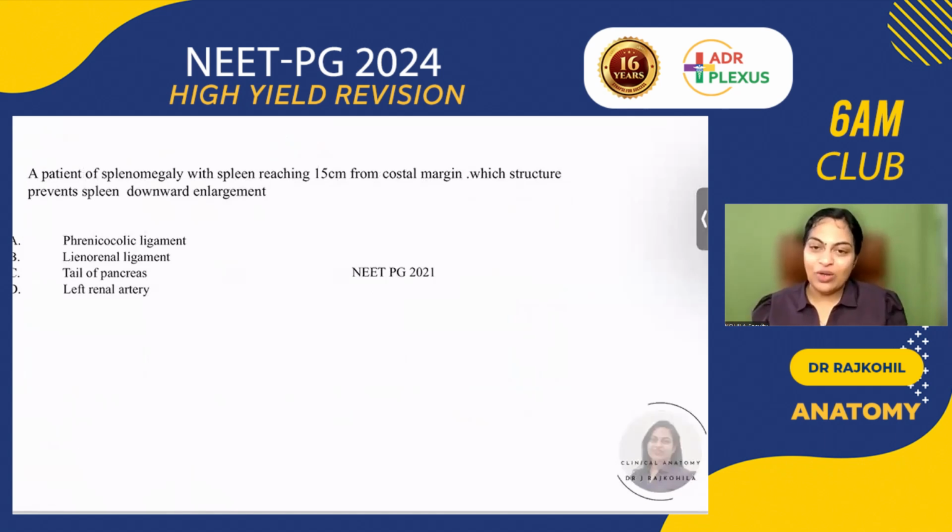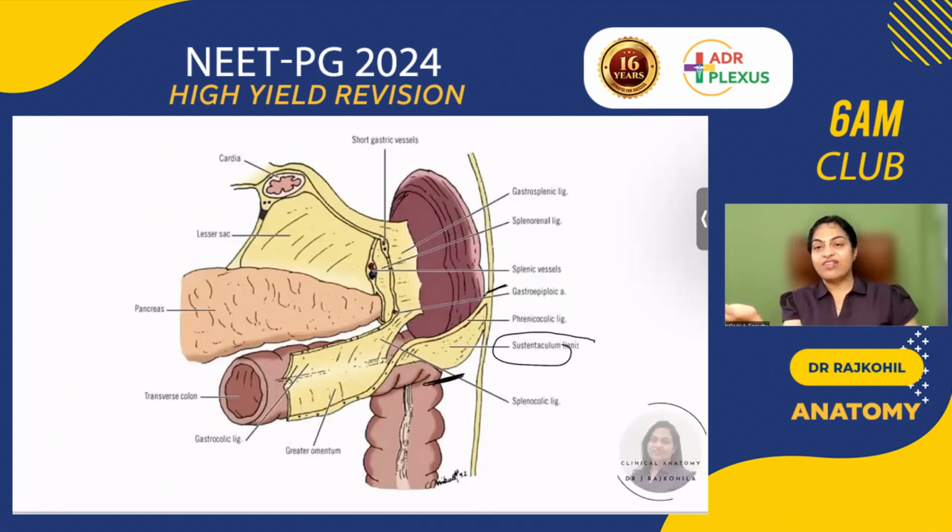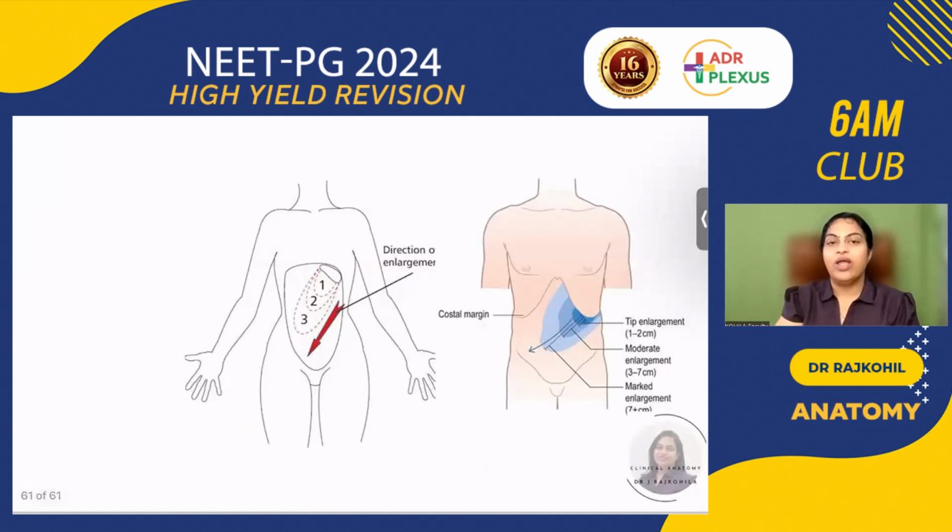A patient of splenomegaly, which ligament prevents downward enlargement of the spleen? Easy. Yeah, excellent. Okay, so this is the phrenicocolic ligament. You know where it extends from? It extends from the left colic or the splenic flexure to the diaphragm. On the way, it suspends the lower end of the spleen. So that prevents the downward extension, and you can see the spleen going towards the spino-umbilical line all the way towards the right iliac fossa.